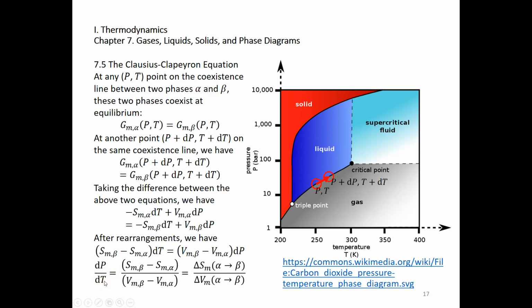dP over dT is almost always positive. You can see this is pressure versus temperature. Let's look at this line. This line has a positive slope. That means dP over dT is positive along this coexistence line. Same for this line, positive slope. Over here also positive slope.